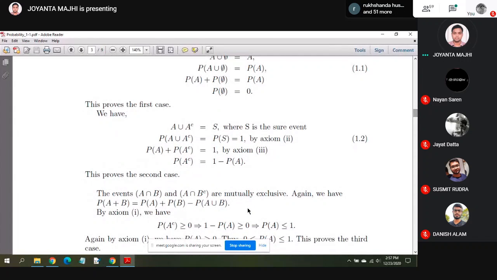We know that if A is an event, then A union A complement is the full event space, that is S. And we know that probability of S is equal to 1 by axiom 2. Also, as A and A complement are mutually exclusive, by using axiom 3 we can write that probability of A union A complement equals probability of A plus probability of A complement. Therefore, probability of A complement is equal to 1 minus probability of A.